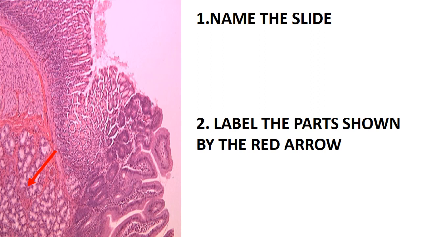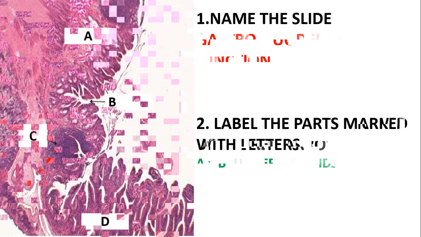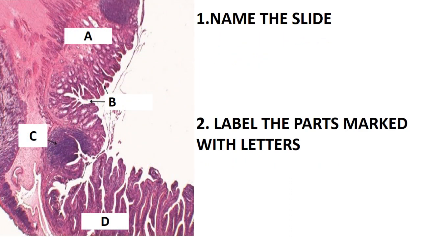Let's quickly look at the next slide. Name the slide. If you look at the slide, this is just the junction between the duodenum and the stomach, and this junction is known as the Gastroduodenal Junction. Label the part shown by the red arrow. The part shown by the red arrow are just the Brunner's glands.